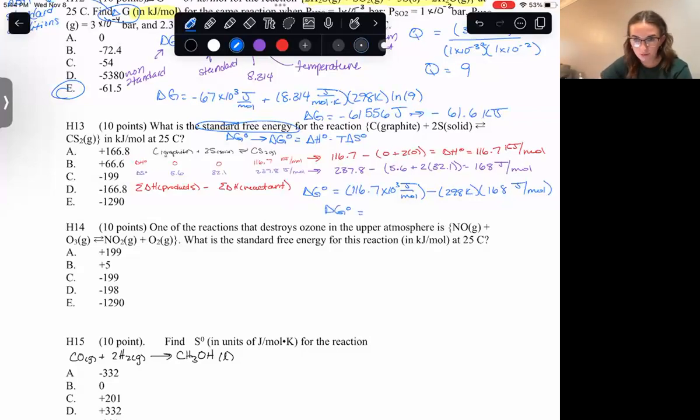So delta G naught here becomes 66636 joules per mole. Then we convert this to kilojoules. So this is 66.6 kilojoules per mole, which is B. So is this reaction spontaneous at 25 degrees Celsius? No. Nope, this reaction is non-spontaneous at this condition.